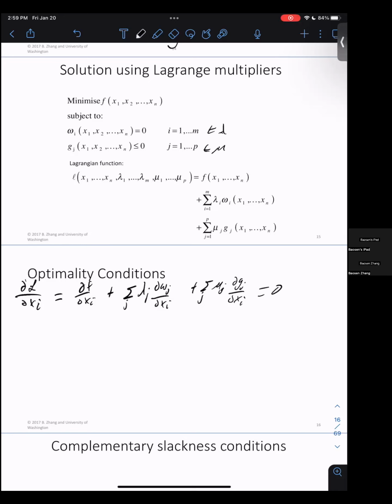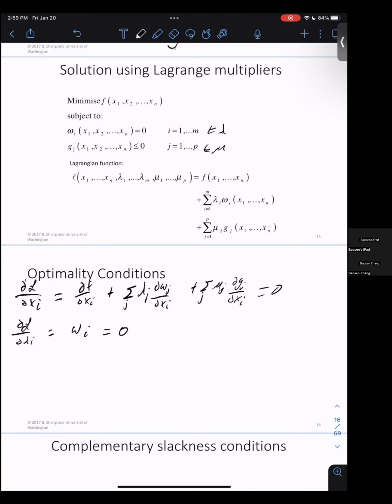The second condition I need is with respect to lambda, this needs to be 0. The equality constraints have to hold all the time. Now the tricky thing becomes what happens when I take a derivative with respect to mu?